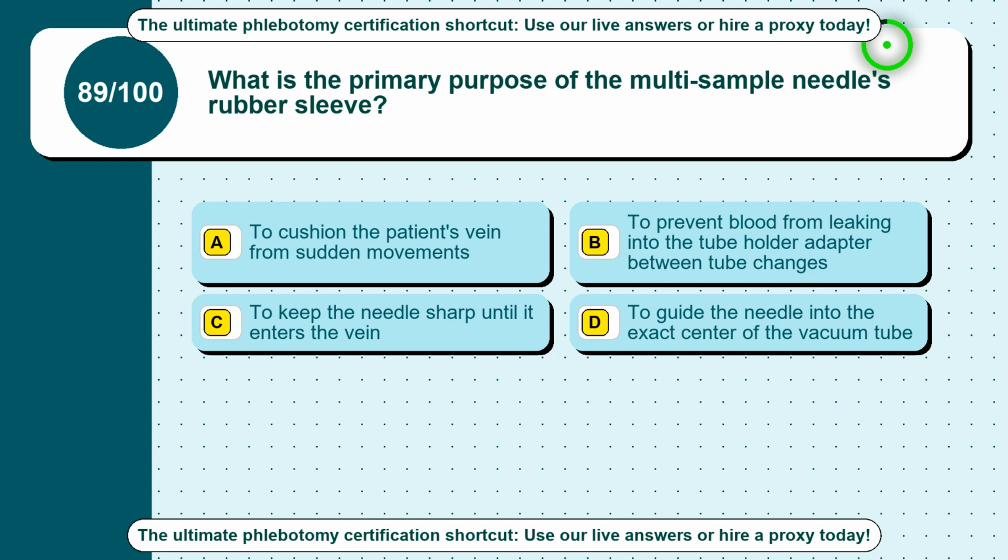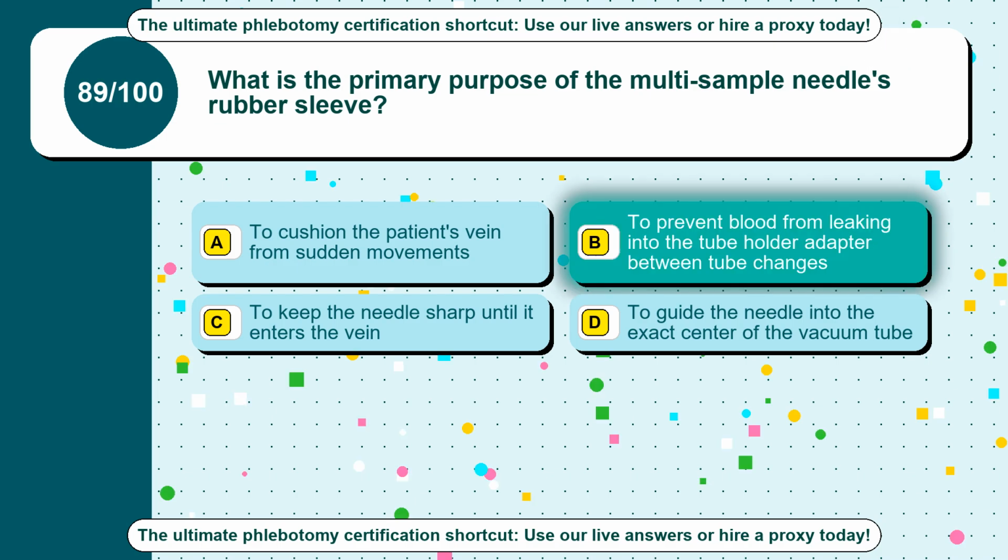Question 89. What is the primary purpose of the multisample needle's rubber sleeve? Option A, to cushion the patient's vein from sudden movements. Option B, to prevent blood from leaking into the tube holder adapter between tube changes. Option C, to keep the needle sharp until it enters the vein. Option D, to guide the needle into the exact center of the vacuum tube.